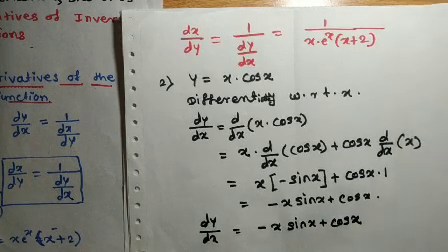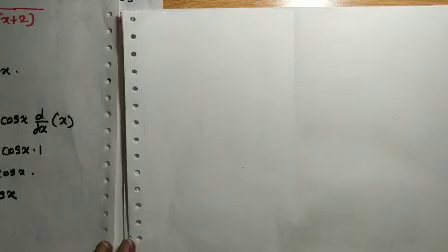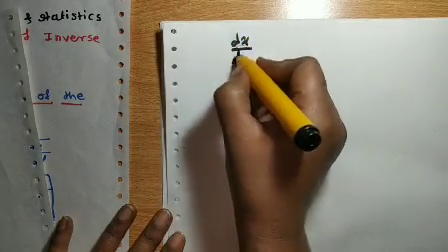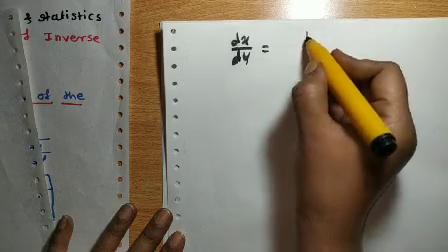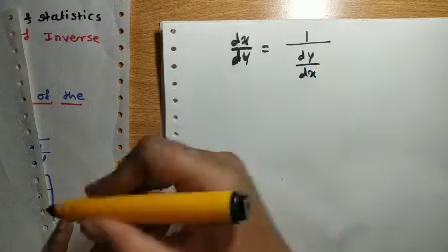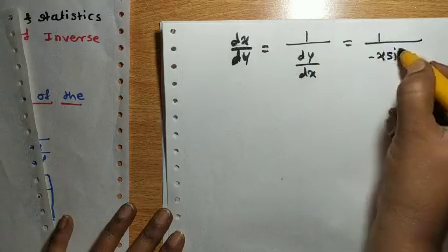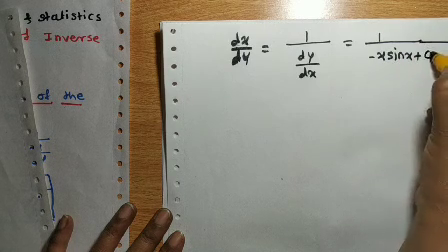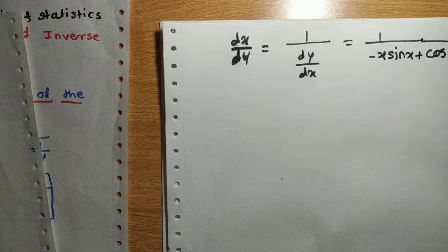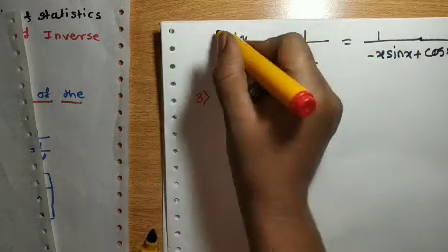But we need to find the inverse of this function. That is dx upon dy is equal to 1 upon dy by dx. This is the inverse of the given function. That becomes 1 upon minus x into sine x plus cos of x. Okay, this is the answer. Now the third example.